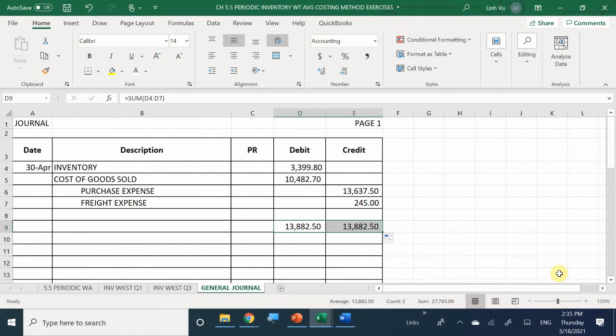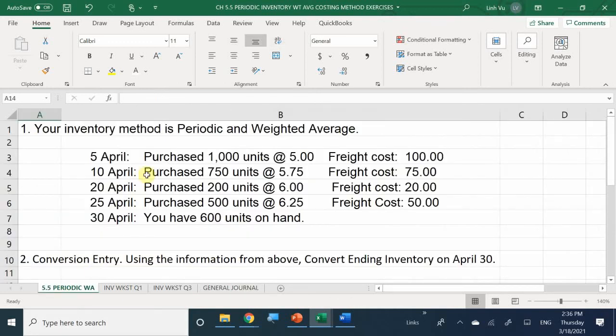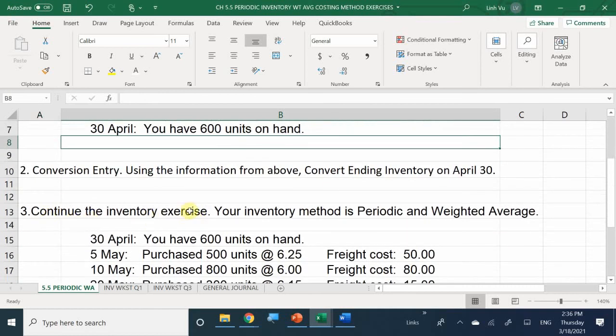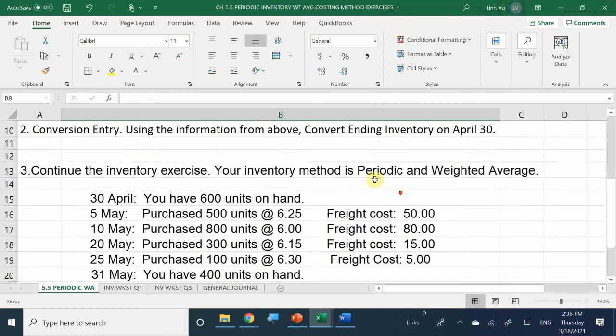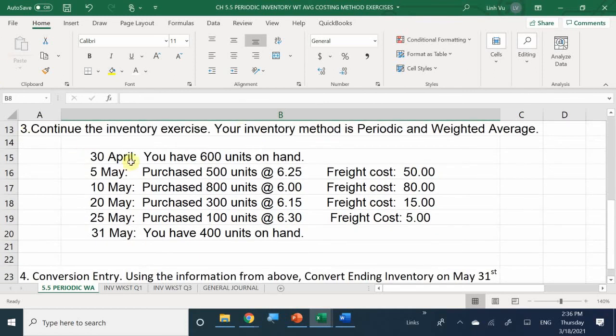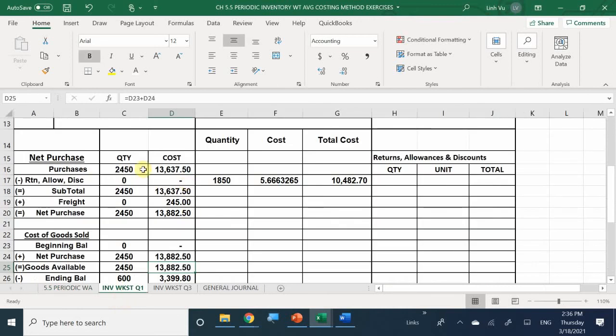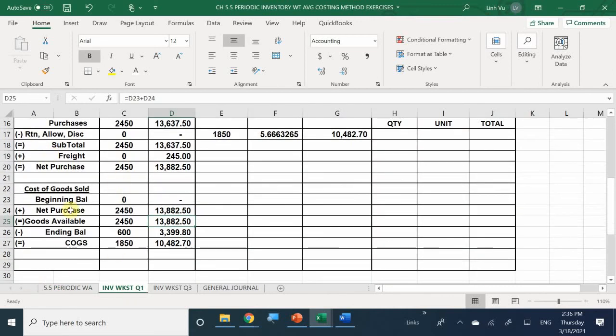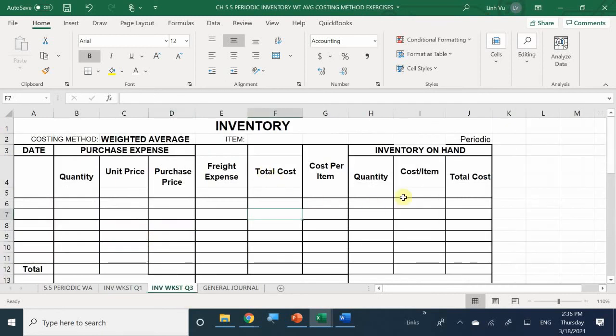All right. So now that we have this all down, let's see what happens next. We finished our inventory worksheet, so we're going to move on to a new one. Here it says to continue on with your inventory, and your inventory method is going to be periodic weighted average. So in this case, I'm going to start on April 30th. You have beginning inventory of 600 units on hand. So once again, we know that for a fact by solving from our previous scenario, right? So I'm going to transfer that amount over into my new worksheet on my inventory on hand.